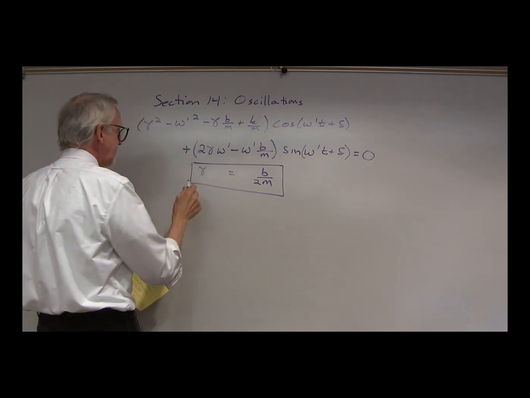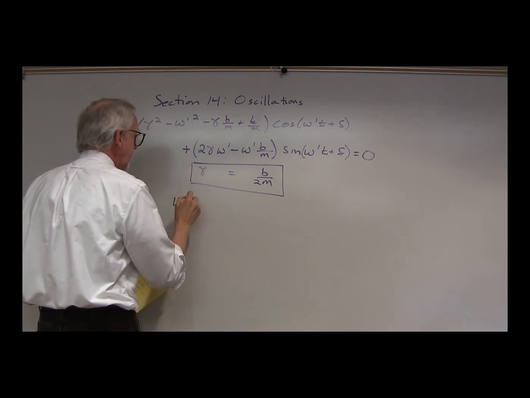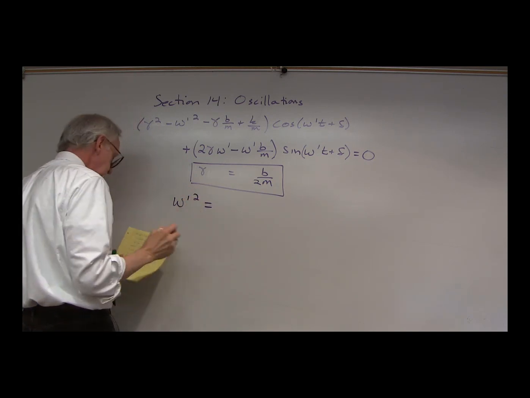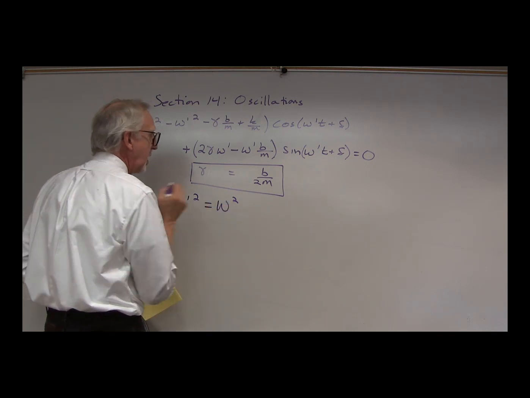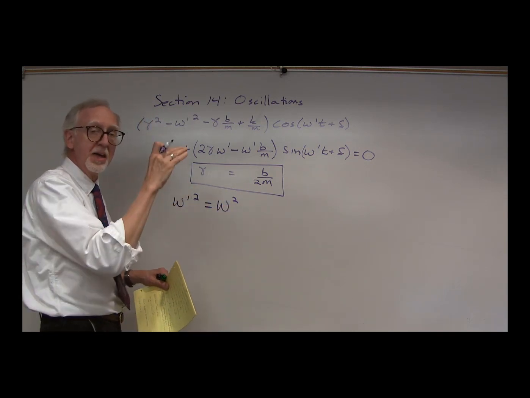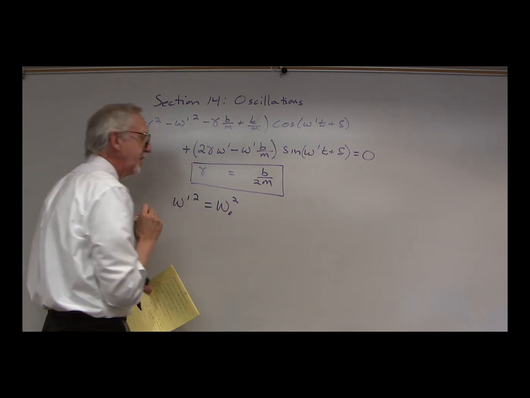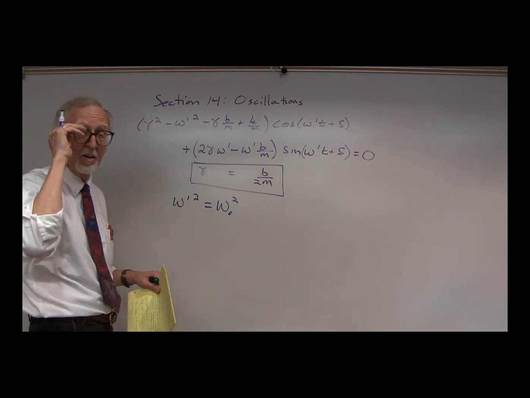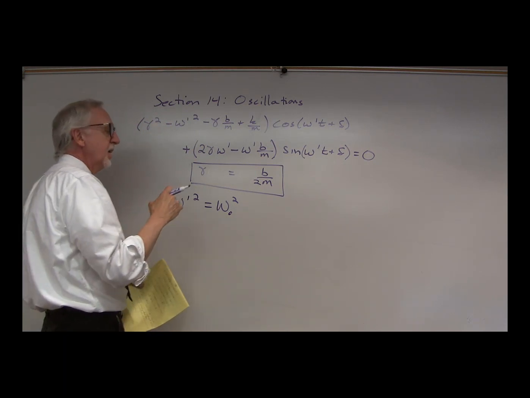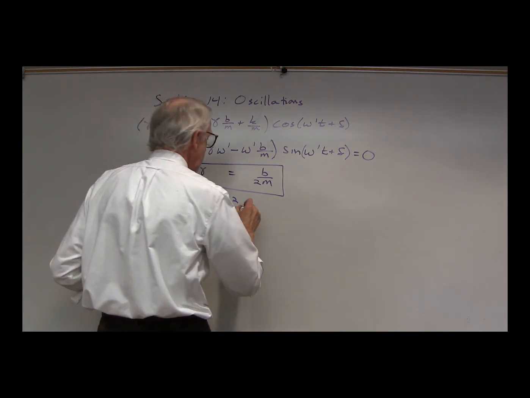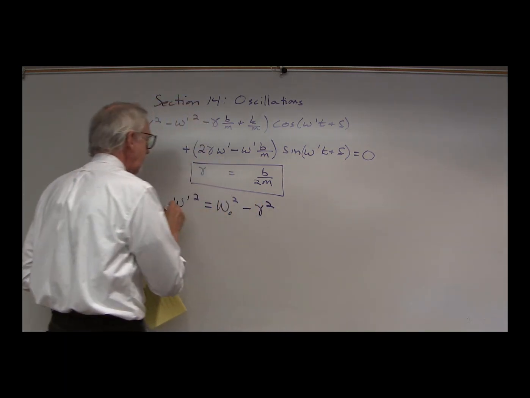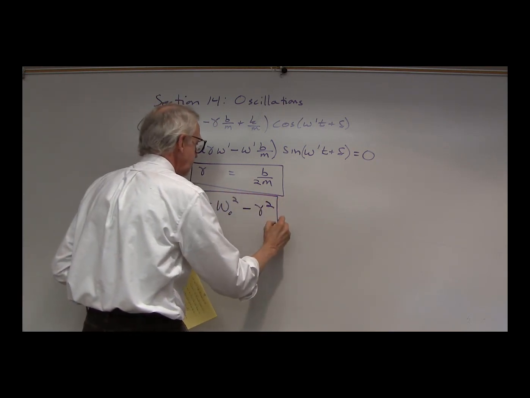It simplifies so that what we find is that omega prime squared must be equal to omega squared, our original omega, root k over m. I'm actually going to refer to that as omega naught to emphasize that it was the undamped angular frequency. So omega prime squared equals omega naught squared minus gamma squared. Very, very simple final result.